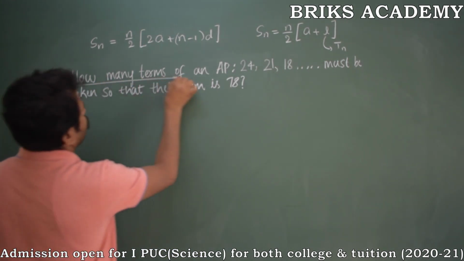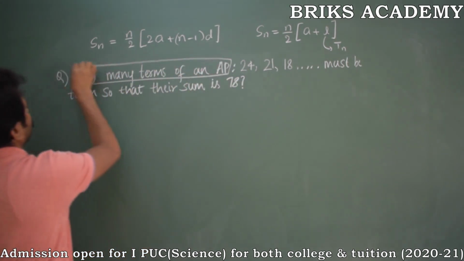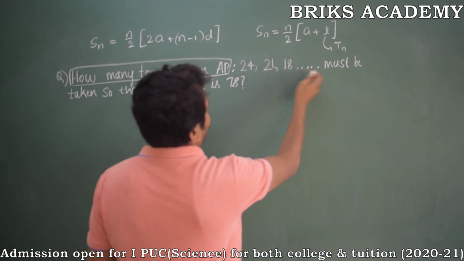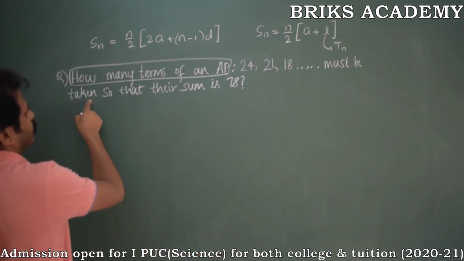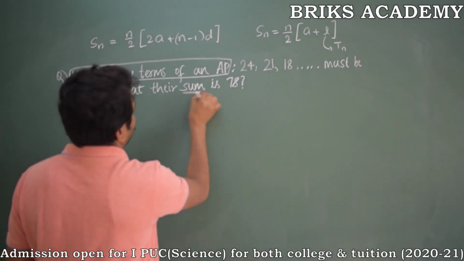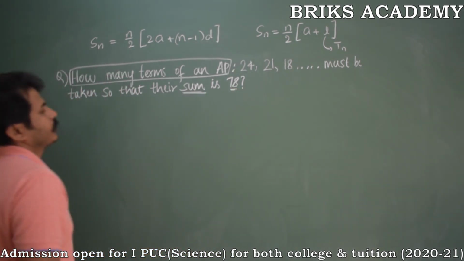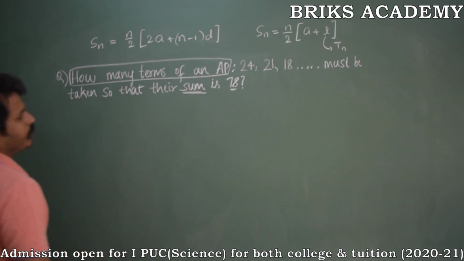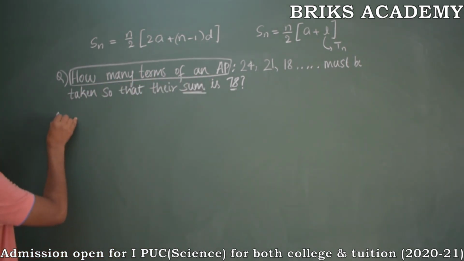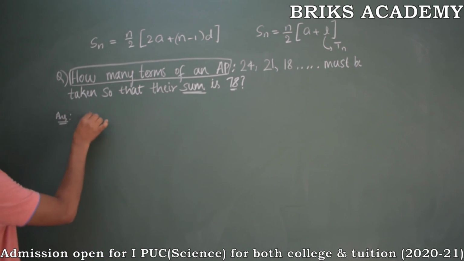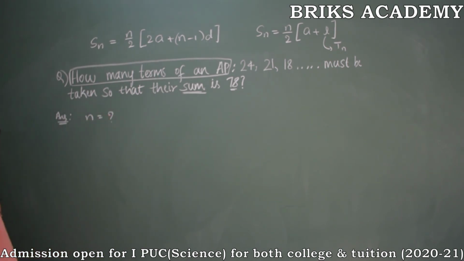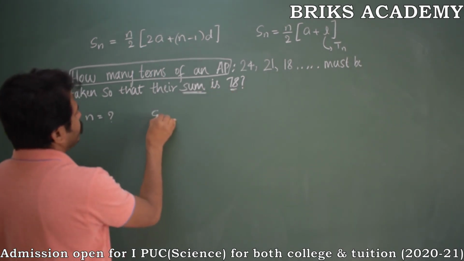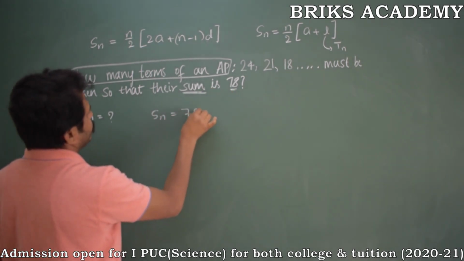How many terms of an AP 24, 21, 18 must be taken so that their sum is 78? Observe the problem clearly. How many terms of AP means what you have to find out? N. Their sum is 78. That is Sn is equal to 78.